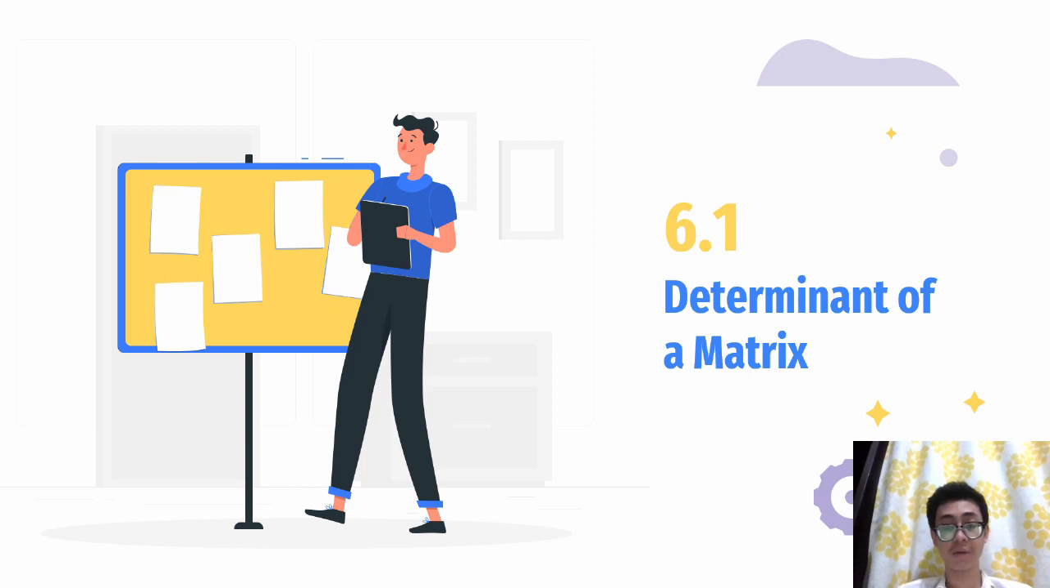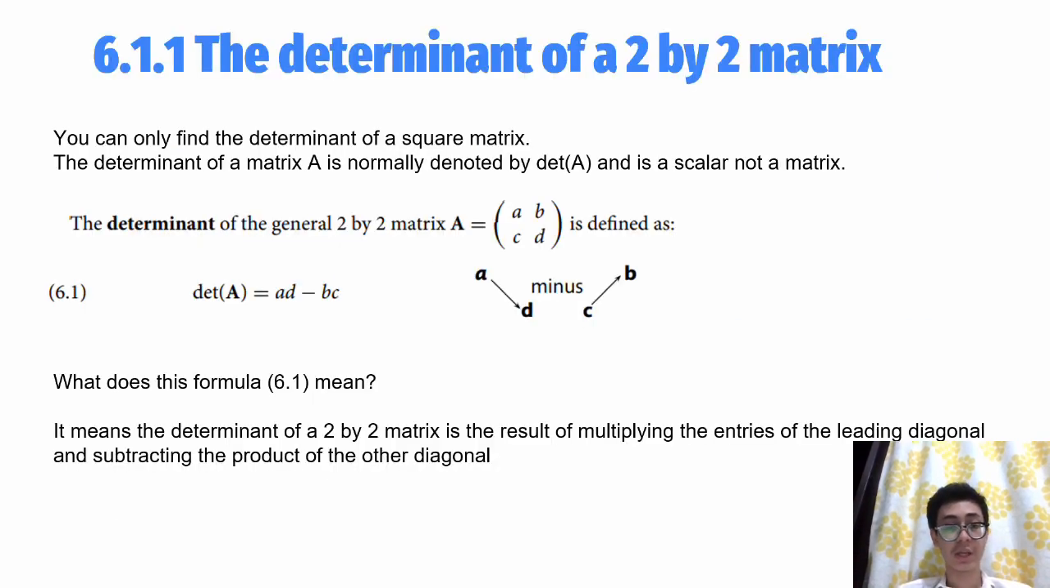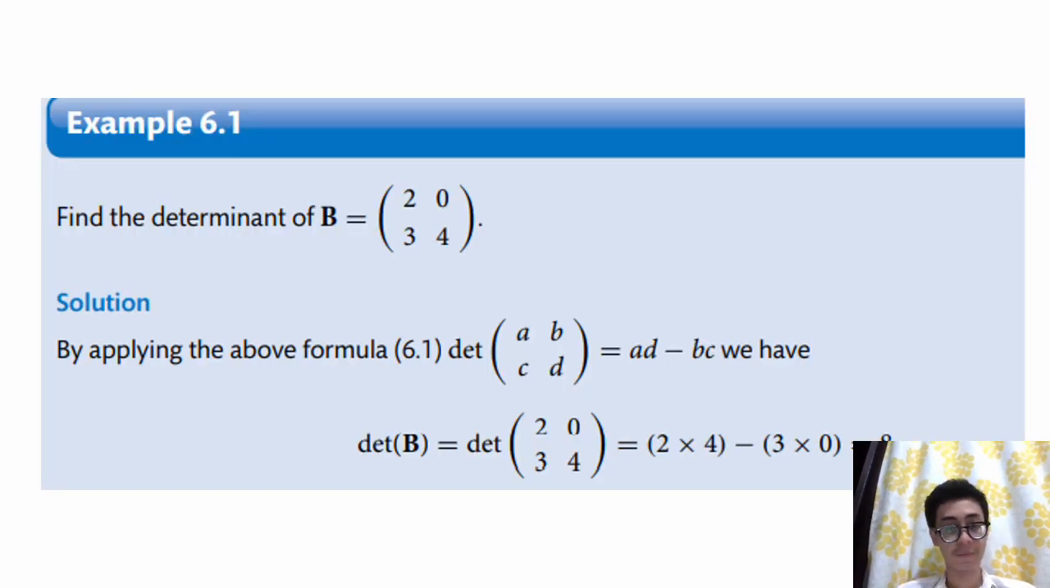6.1 Determinant of a matrix. The determinant of a 2 by 2 matrix. You can only find a determinant of a square matrix. The determinant of a matrix A is normally denoted by that or determinant A, and is a scalar, not a matrix. The determinant of a general 2 by 2 matrix A is, like the example, defined as determinant A equals A times D minus B times C. This is the example of 2 by 2 determinant.